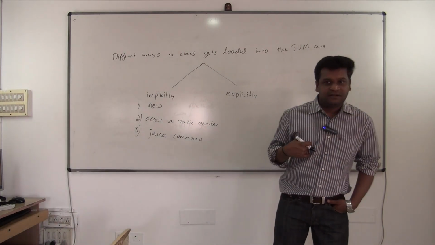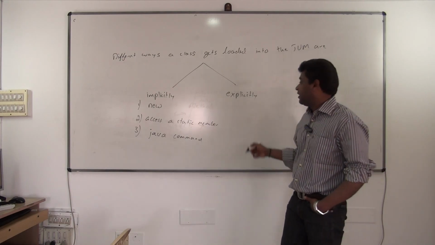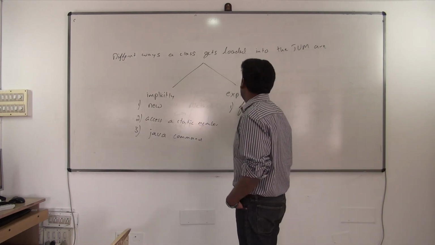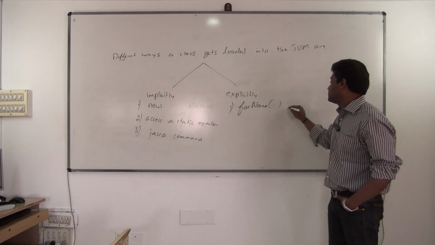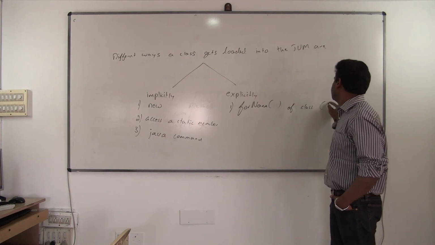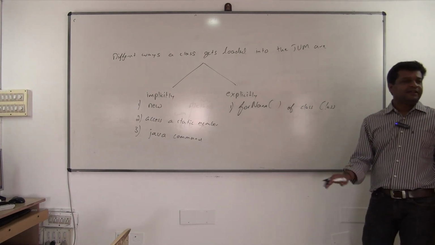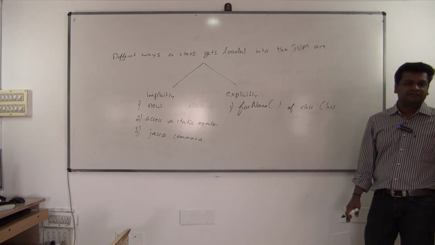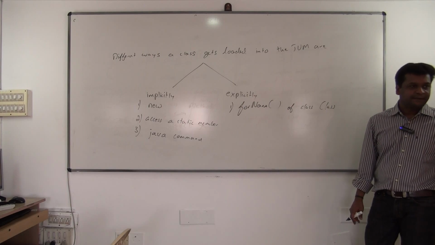If I am interested, I can load my class explicitly also, and that is when you will use the forName method of Class. It will be loaded explicitly. But whatever the case, whenever a class is loaded into the JVM, an object of Class gets created. That is guaranteed now.